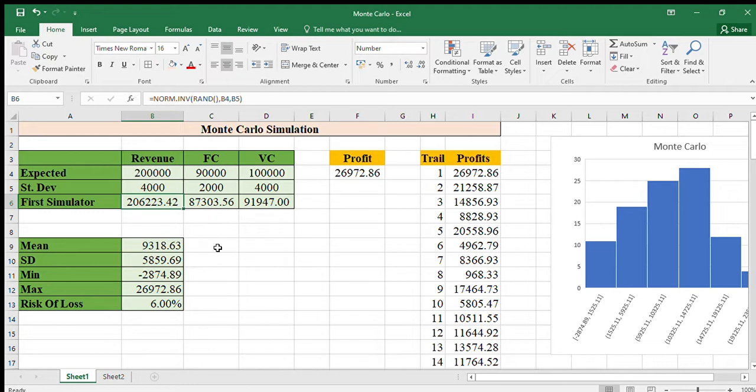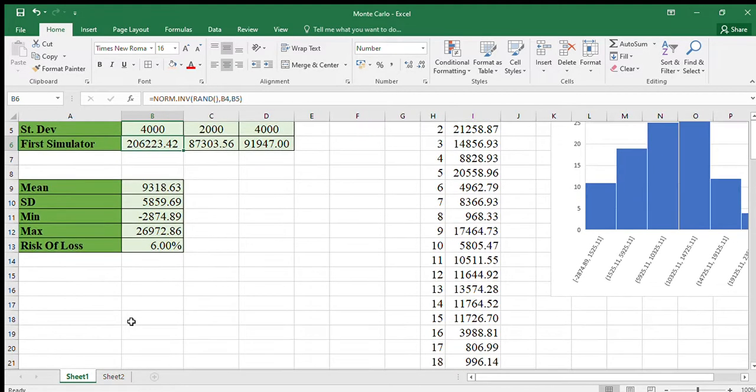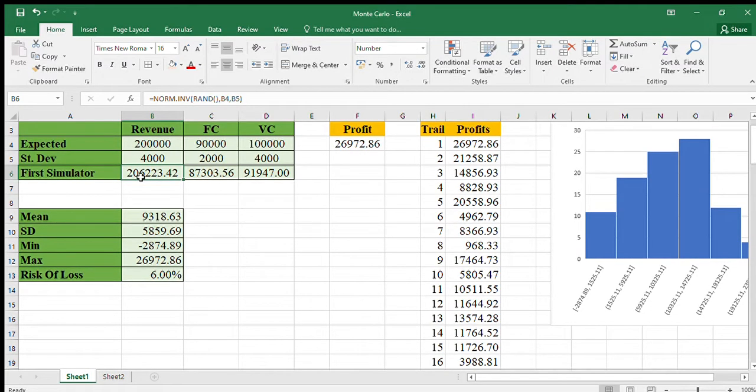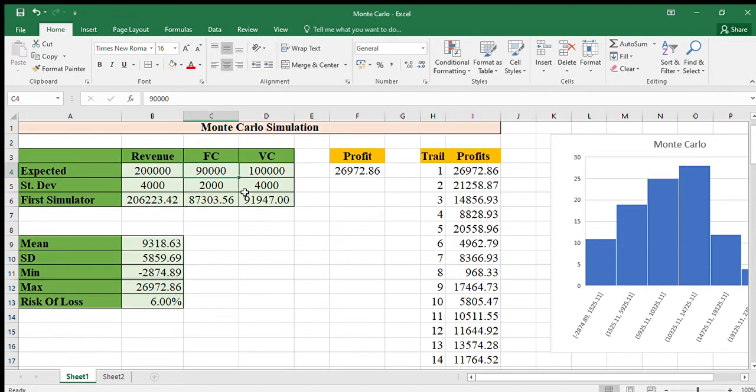NORM.INV uses an iterative technique for calculating the function. Given a probability value, it iterates until the result is accurate within the given range. If NORM.INV does not converge after 100 iterations, the function returns #N/A as an error. Okay, so that's what the NORM simulator is. So you use this, and the mean and the standard deviation we have taken as this.